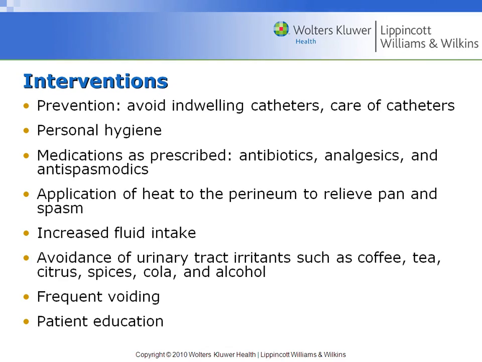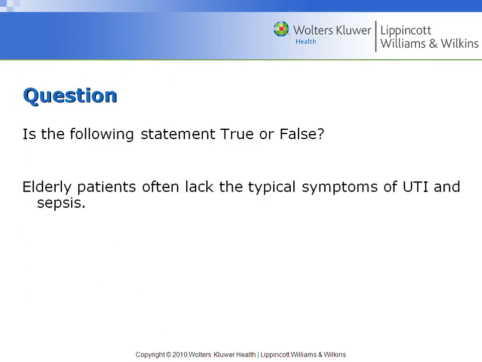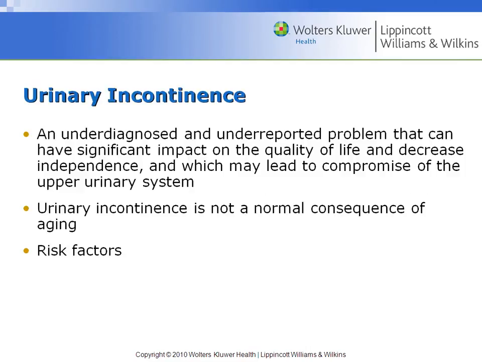Prevention: avoid indwelling catheters, care of catheters, personal hygiene, medication to be taken as prescribed, such as antibiotics, analgesics, antispasmodics, application of heat to the perineum to relieve pain and spasms, increased fluid intake, avoidance of urinary irritants such as coffee, tea, citrus, cola, and alcohol, frequent voiding, patient education. You can read the question.